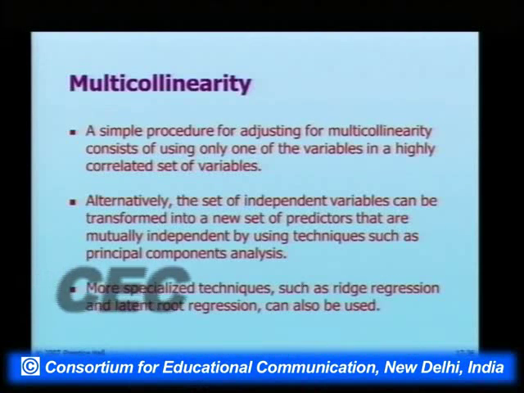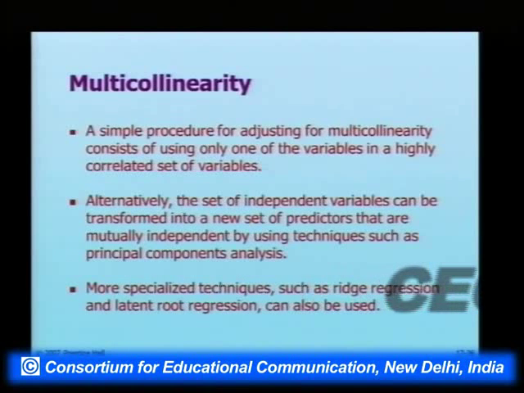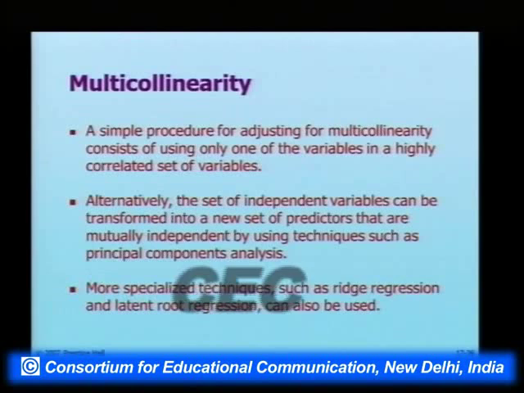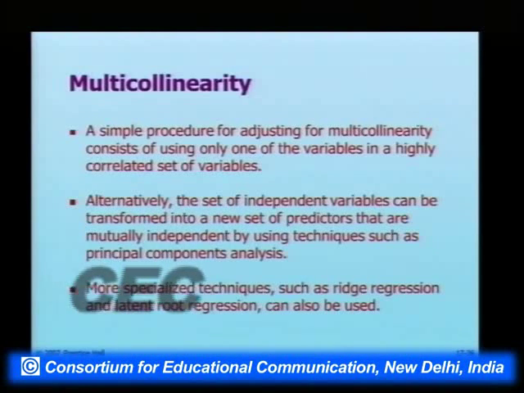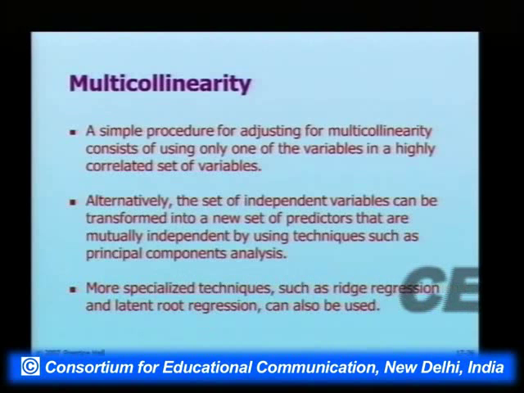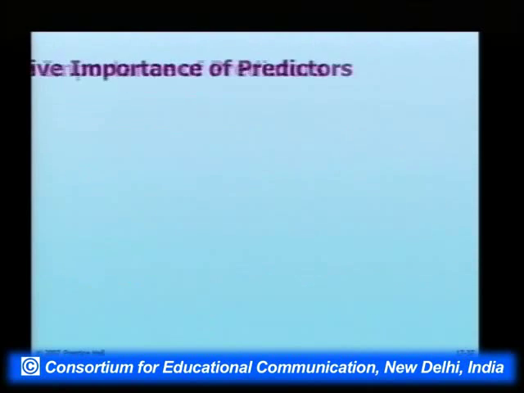So how to deal with this multicollinearity issue? A simple procedure for adjusting for multicollinearity consists of using only one variable in a highly correlated set of variables. So suppose there are three variables which are highly correlated with each other in our independent variables, we can use only one of them in the equation, or else we can use things like ridge regression or factor analysis, and then use them as independents in the regression equation. Alternatively, the set of independent variables can be transformed into a new set of predictors, like using principal component analysis or factors in factor analysis.